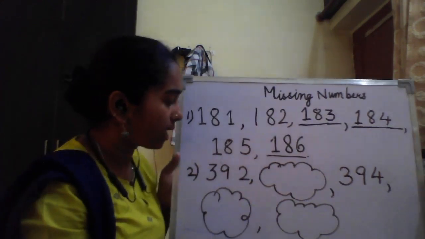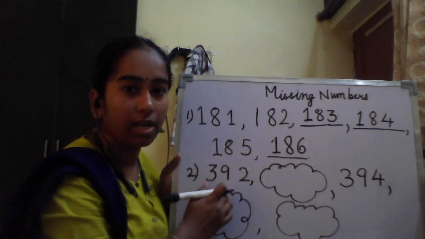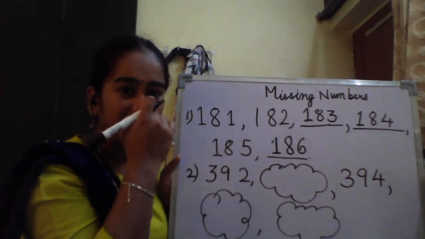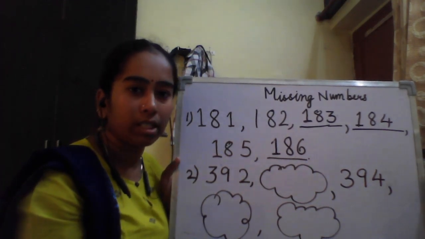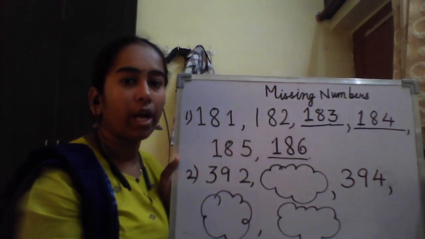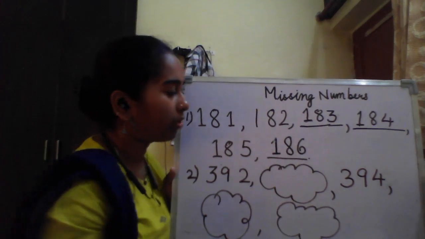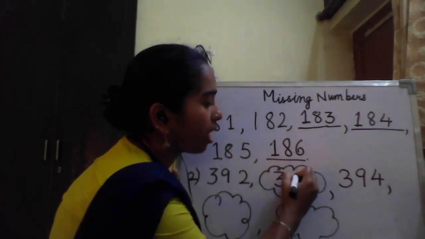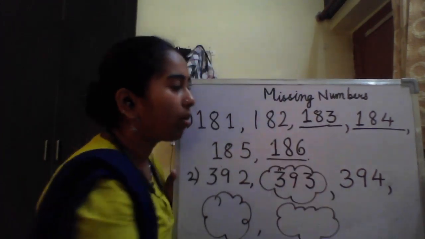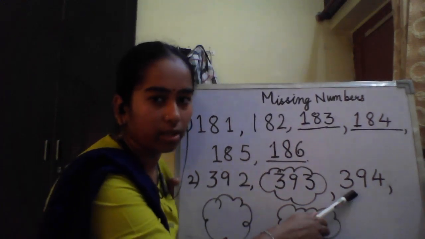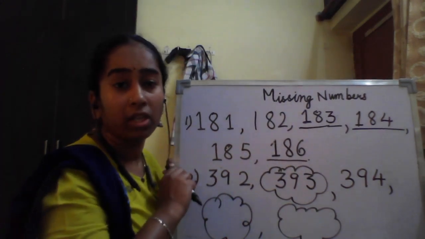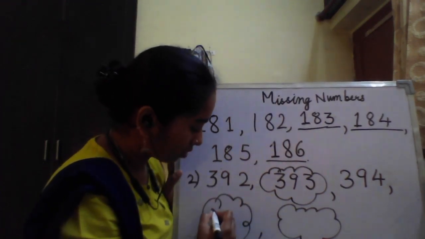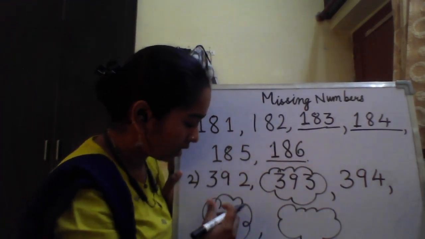So how are we going to write? What comes after 392? Can you tell me? Can you say it on your own? 393. What comes after 393? It is given to us, 394. What comes after 394? Tell me. Think it.